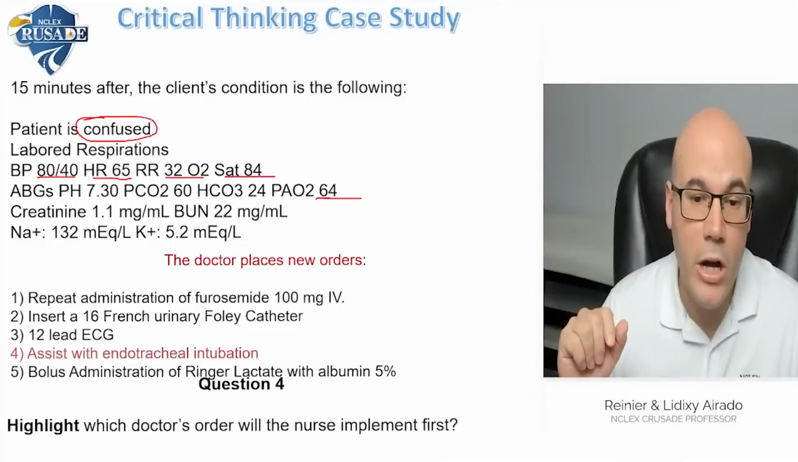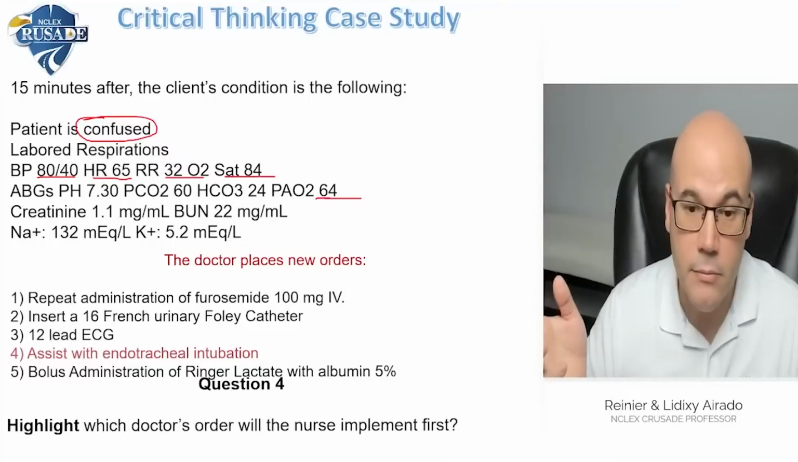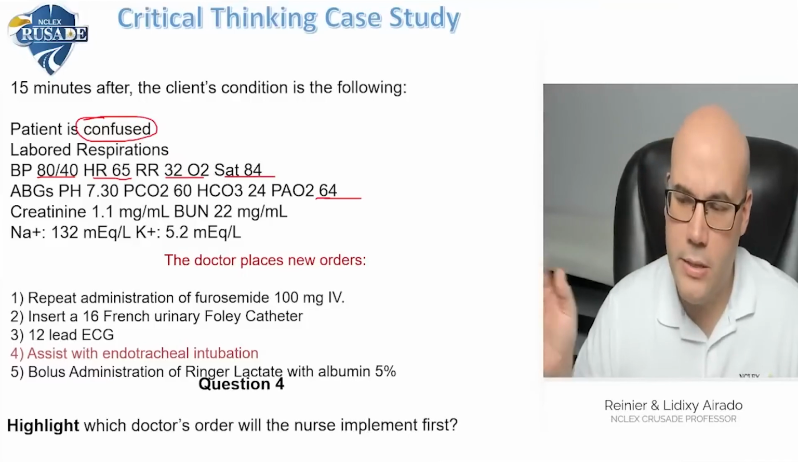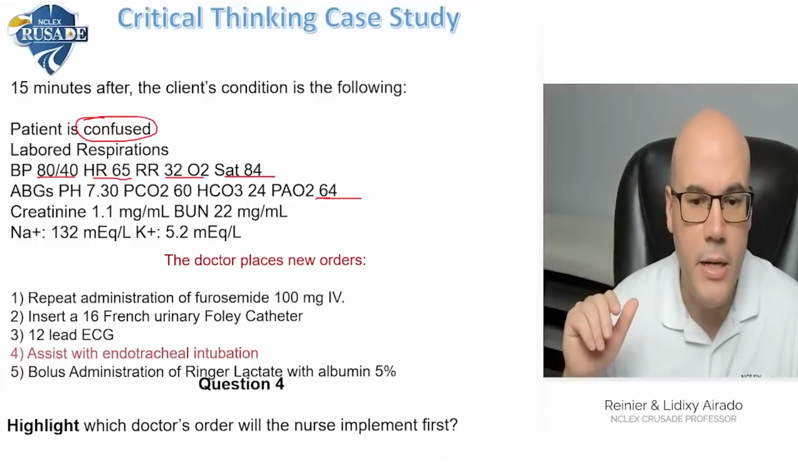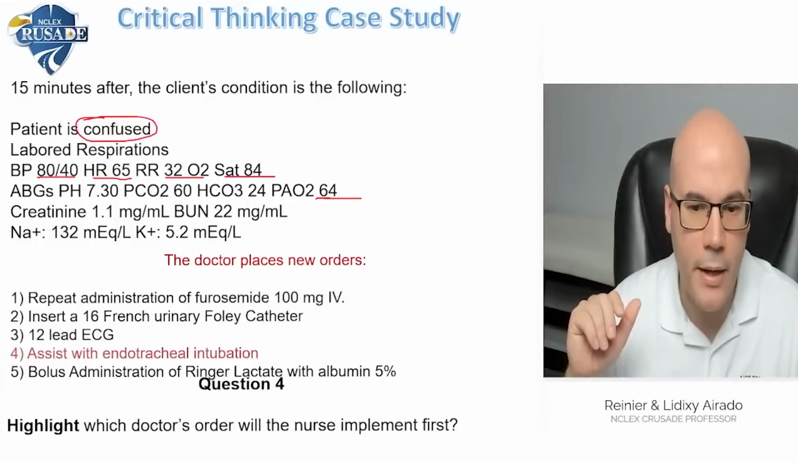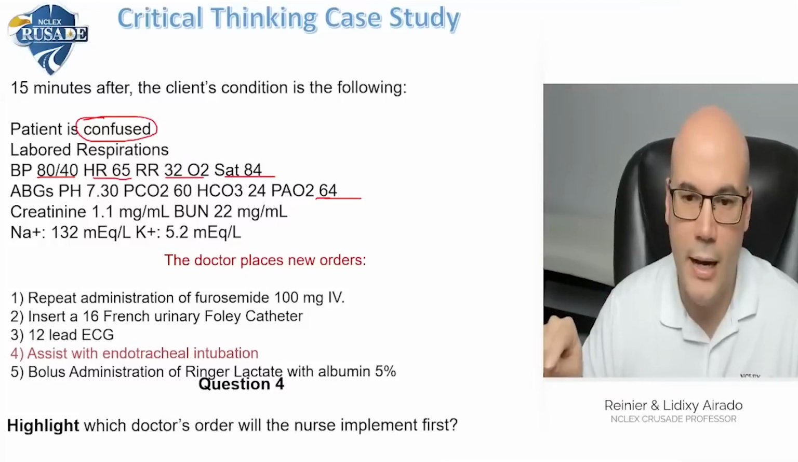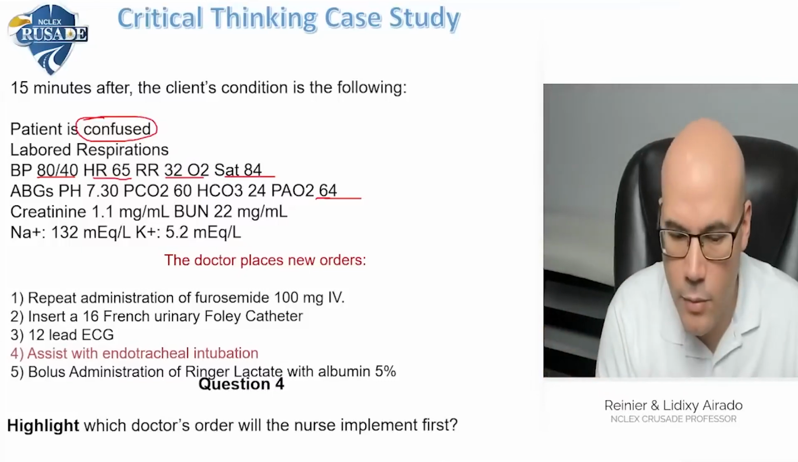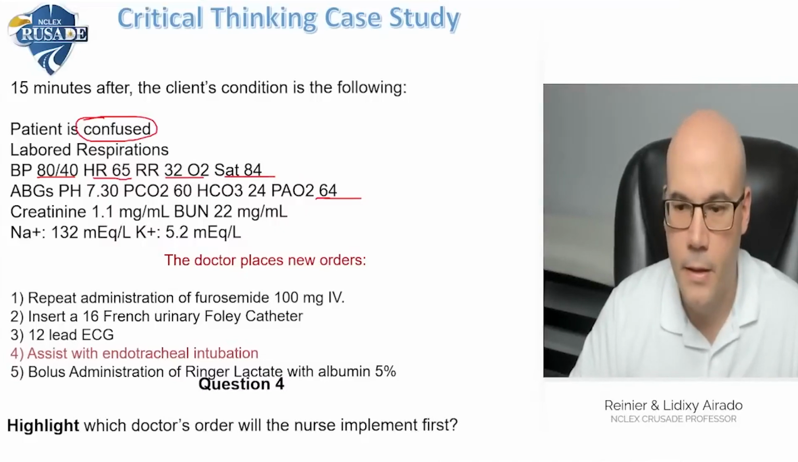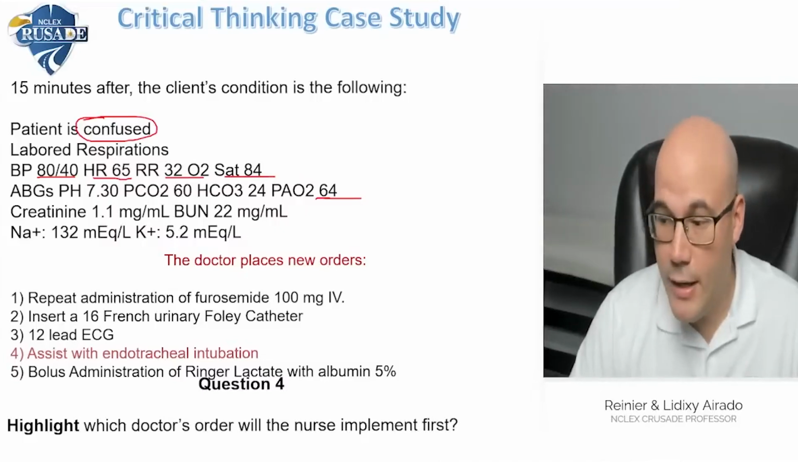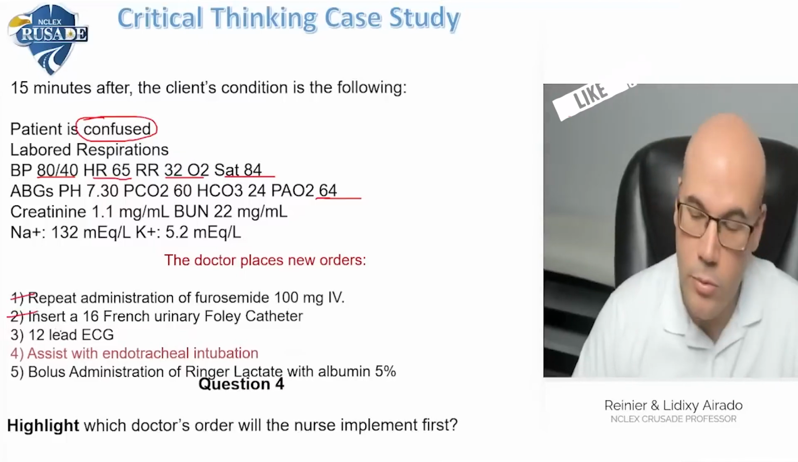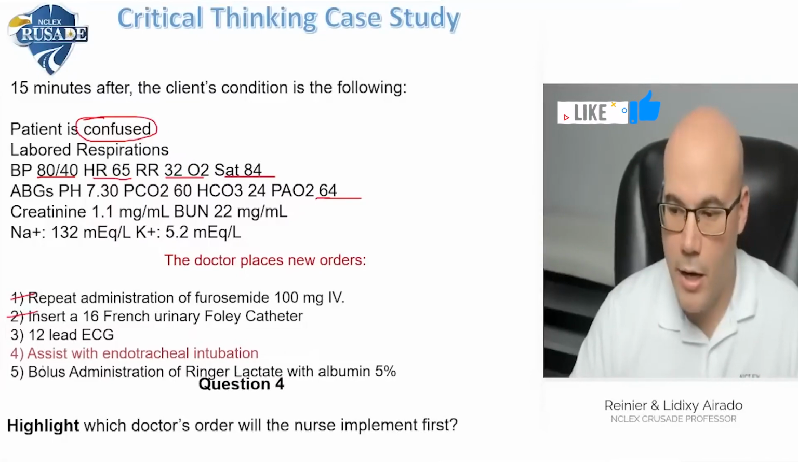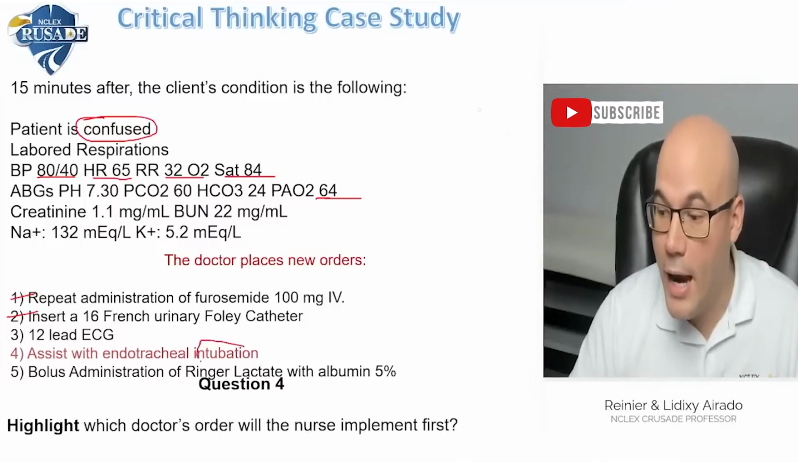So the furosemide will help with the edema. The creatinine, although borderline high, 1.1, I can still administer the furosemide, but it will not help immediately with the respiratory problem. A patient in ICU definitely needs a Foley catheter to measure the output, but it's not the priority. A 12 lead EKG, it would tell me how the heart is doing, but it's not the priority over airway breathing.